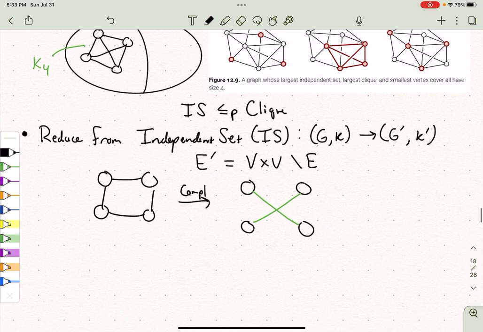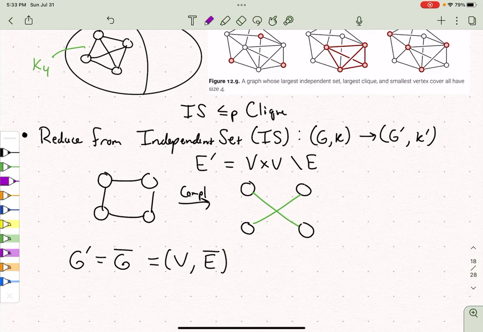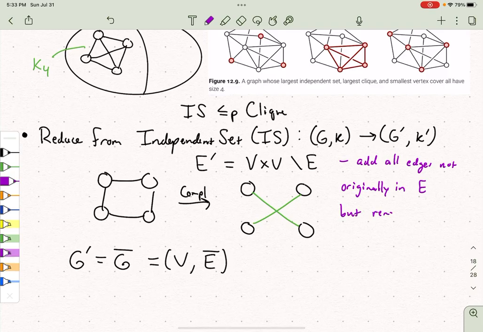So what we're going to do is let G prime equal the complement graph, which is defined to be the graph on the same vertices, but with the complement edge set. So we add all the edges not in there originally and remove all the ones that were there originally. So in other words, add all edges not originally in E, but remove all edges originally in E. That's what our E prime is.